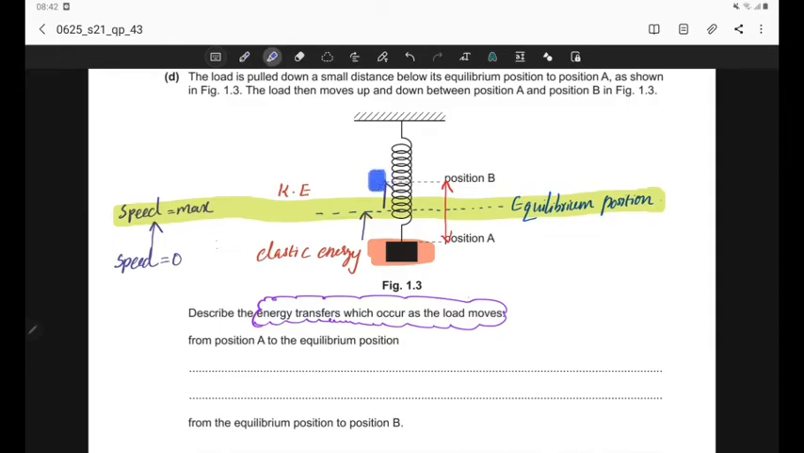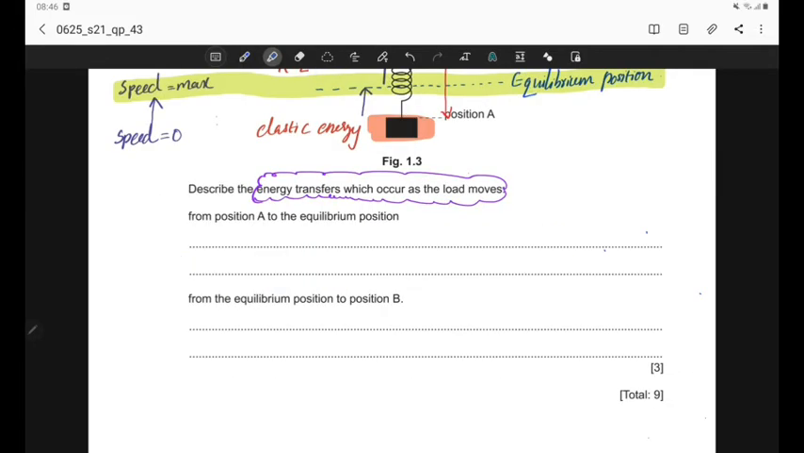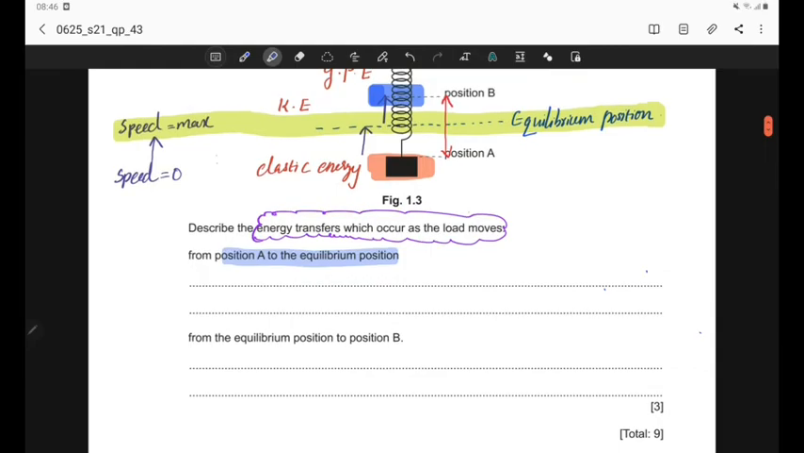When the load is at position B, we can see that the load is at a maximum height from the ground. So when the height or the position of the load increases, its energy will be in the form of gravitational potential energy. Therefore, we can conclude that at position B, its energy will be in the form of gravitational potential energy.